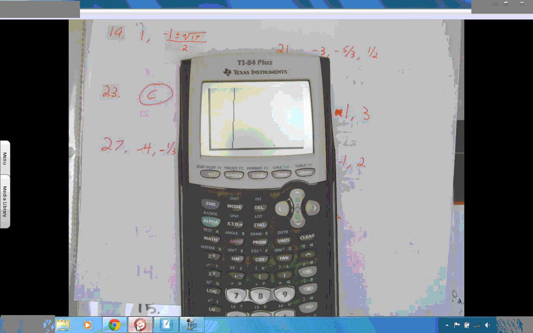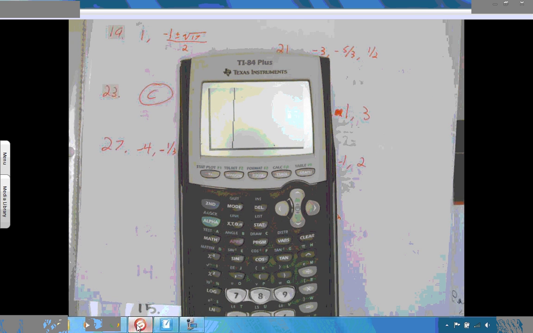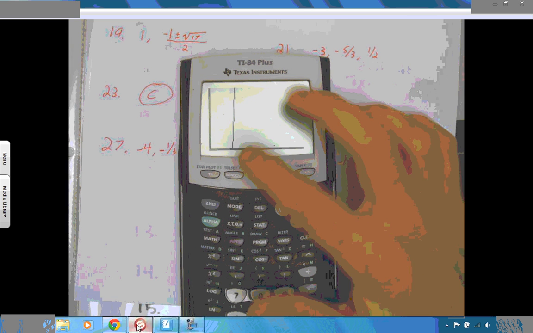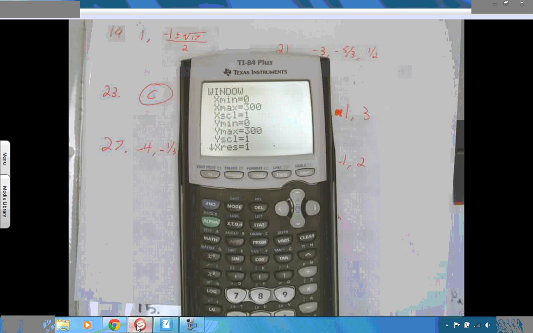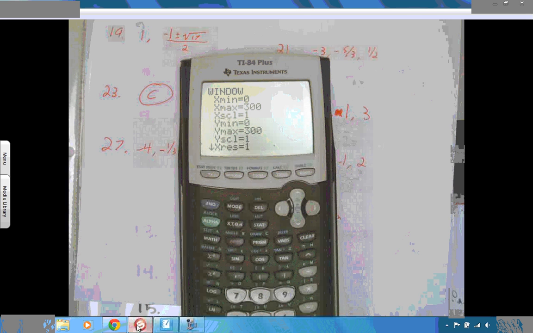I adjusted my window. Guys, you've got to mess around with your window. Ultimately, you know you're not looking for negative population, right? And you're not looking for negative years. So what quadrant have I restricted myself to? The top right. Quadrant 1, right? So I put a minimum of 0 because I'm not interested in negative x's. I'm not interested in negative y's, so I put a 0 there. And I just chose 300. You can go higher, keep going until you can see everything.